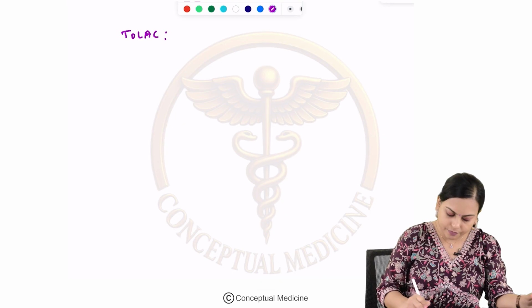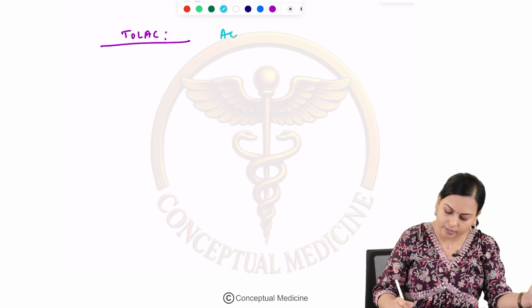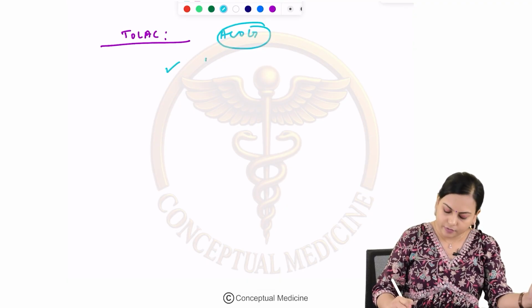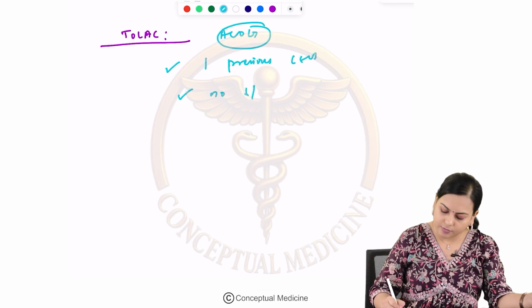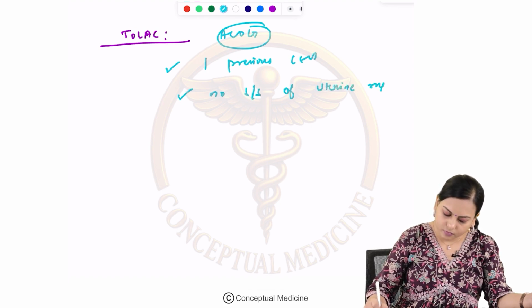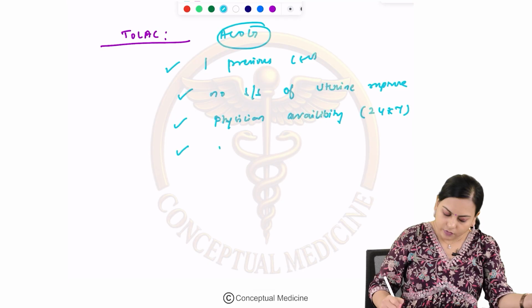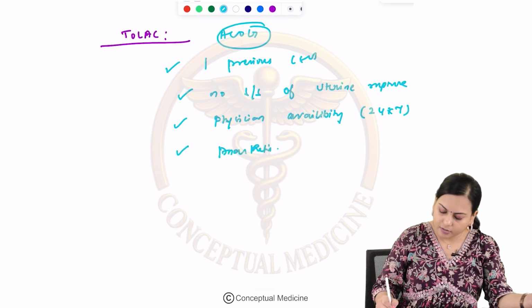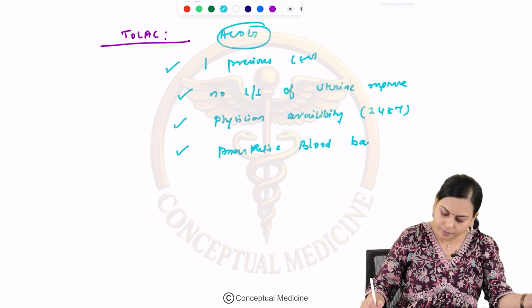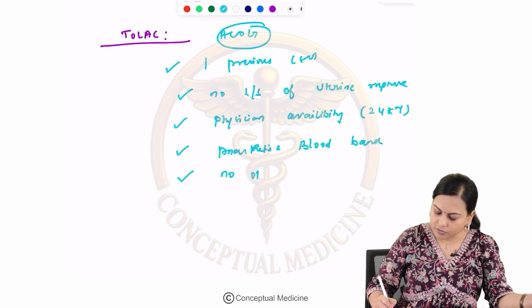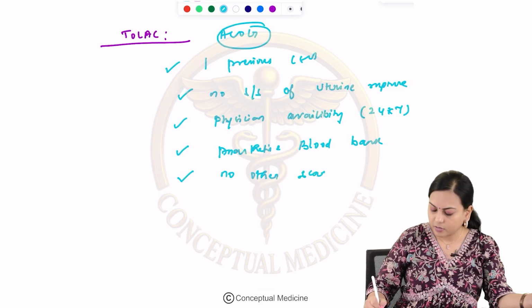We have some ACOG criteria for TOLAC. TOLAC can be given when there is one previous LSCS, no signs and symptoms suggestive of uterine rupture, physician availability 24/7, when the anesthetist and blood bank are also available in the same setup, and no other scars on the uterus. Okay.